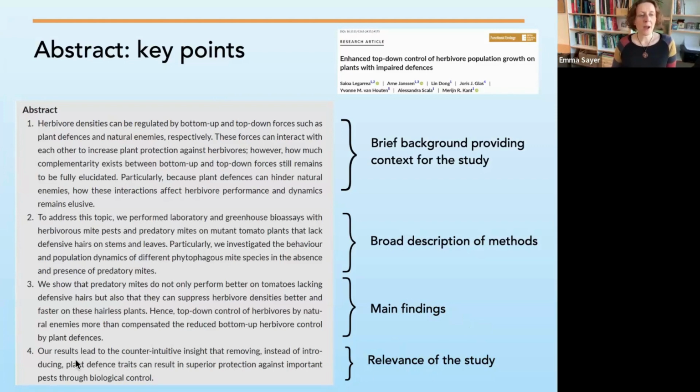So here, our results lead to the counterintuitive insight that removing instead of introducing plant defense traits can result in superior protection against important pests through biological control. So a single sentence, key statement, this is why this is important. And in this case, they've used the word counterintuitive to highlight that this is a surprising result that people should be interested in.